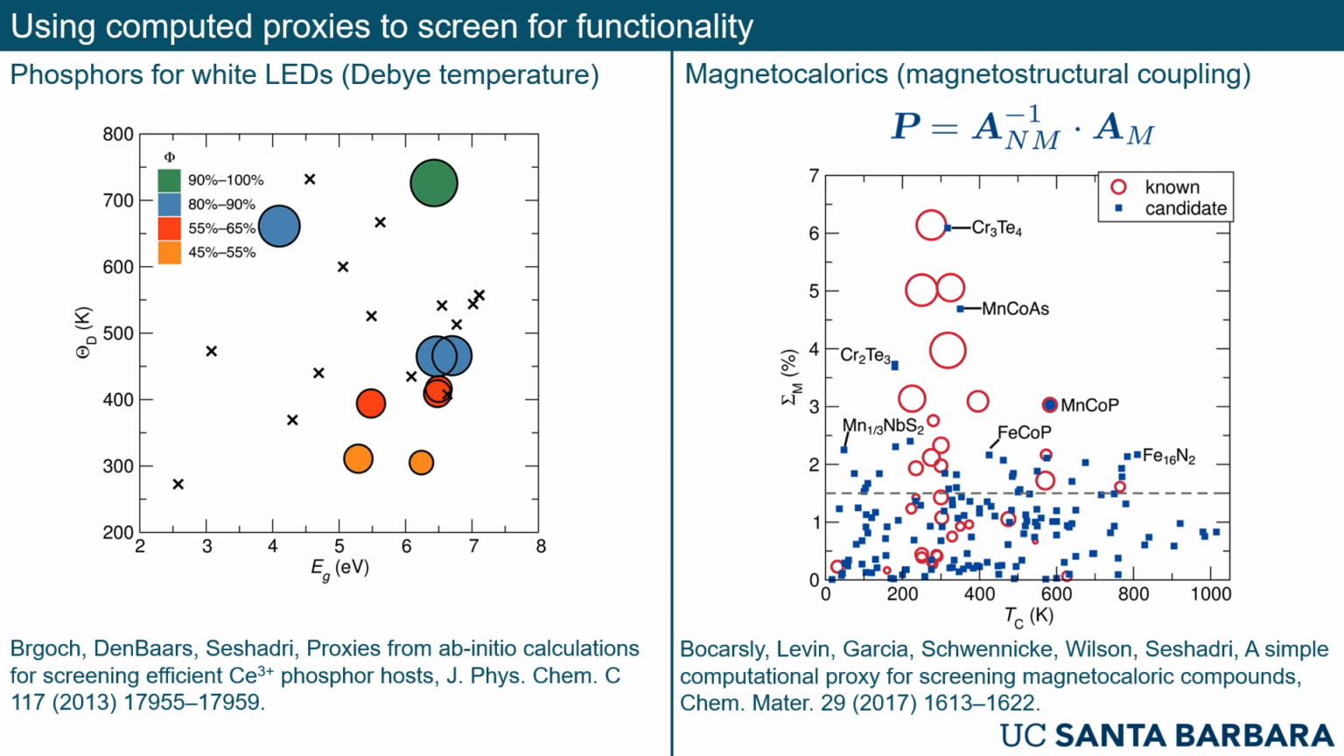So what we did instead was we started looking for proxies, and a proxy is something that you can calculate relatively easily that tells us about the performance.